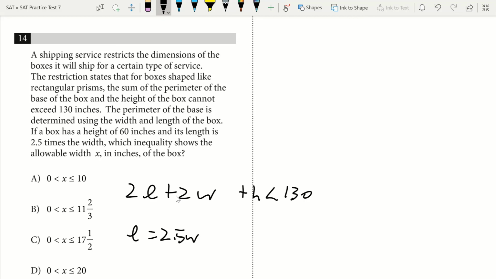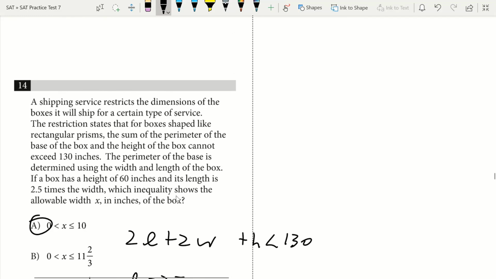So we're going to go ahead and plug in 2.5W for L. So now I get 2 times 2.5W. That's going to give me 5W plus 2W. And then this H it said was 60, so I subtract 60 from 130 and I get 70. So now I get 7W must be less than 70. I divide each side by 7, and I get W has to be less than 10, but greater than 0. So I get A.